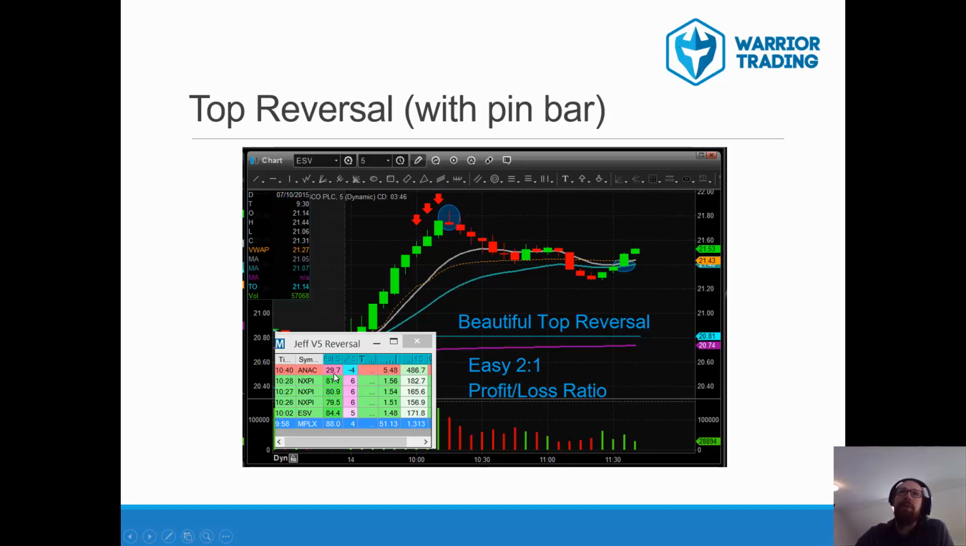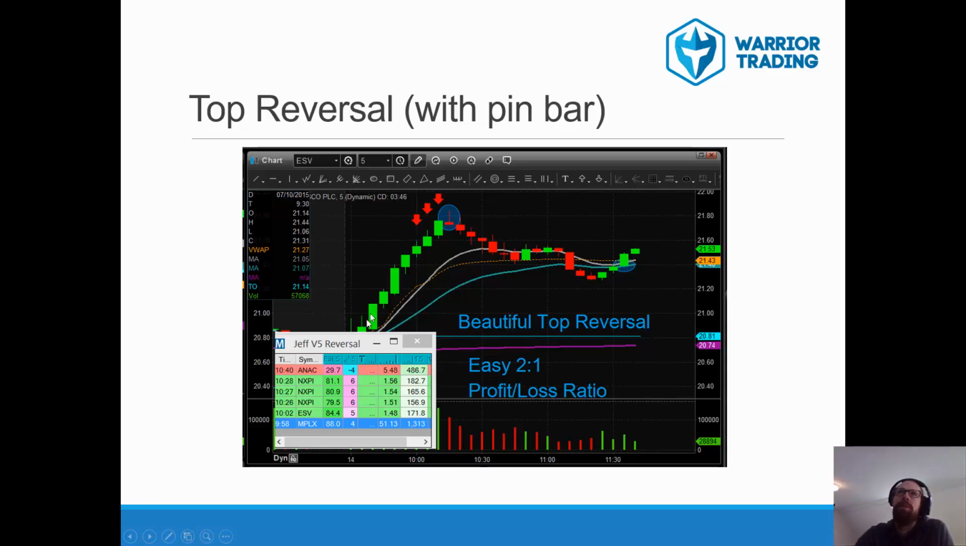RSI here on this one was 84. So, above 80, not quite at 90, but it's decent. Obviously, above 90 and below 10 is ideal, but this is when we got into some pretty heavy extremes. That's why those arrows are there.